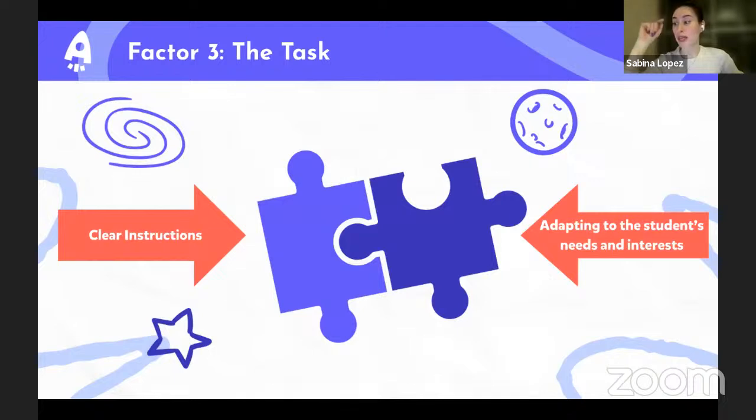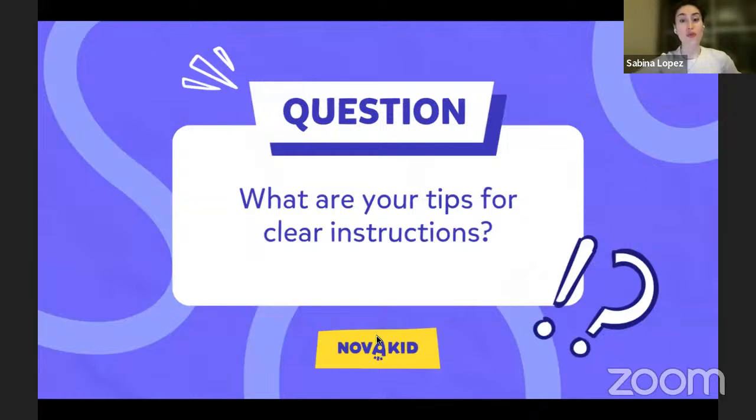So here I'm going to ask you guys, what are your tips for clear instructions? What do you do to help your student understand the instructions and complete the task? Do you keep them short? Do you prepare them beforehand, or you do nothing and it just works that way? Tell us in the chat. What are your tips for clear instructions?